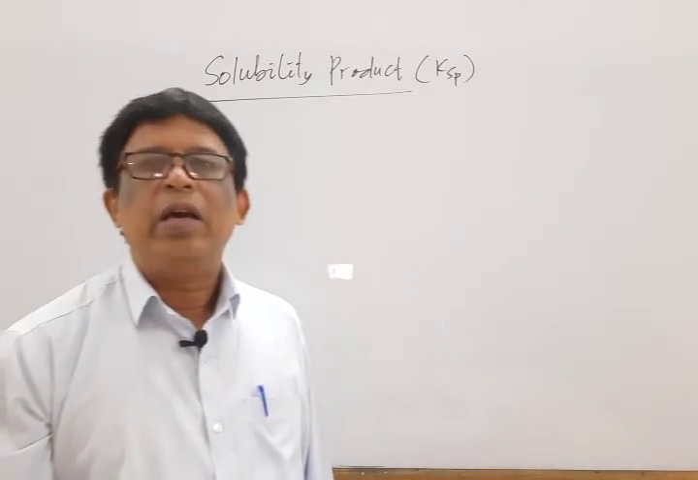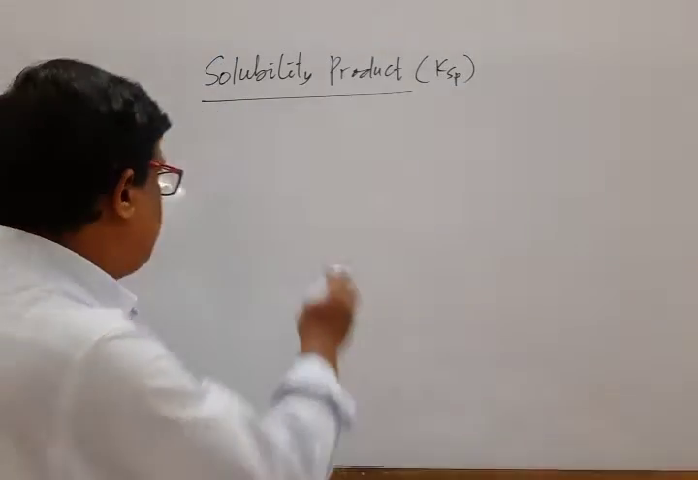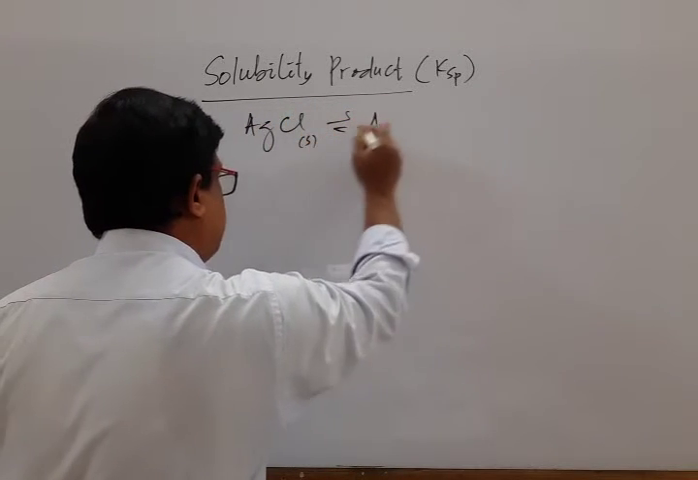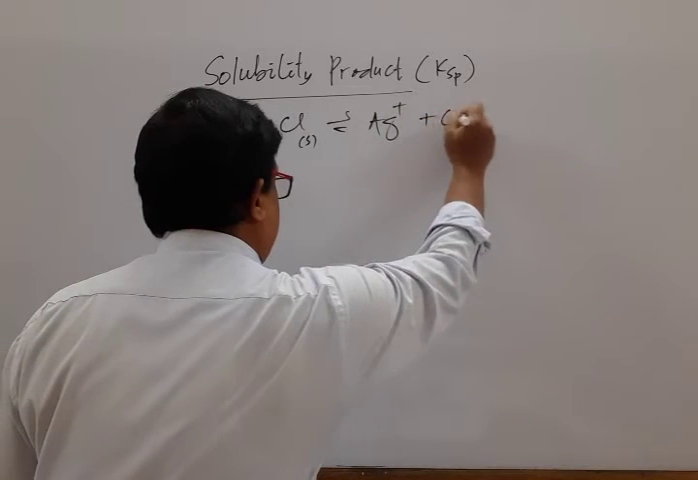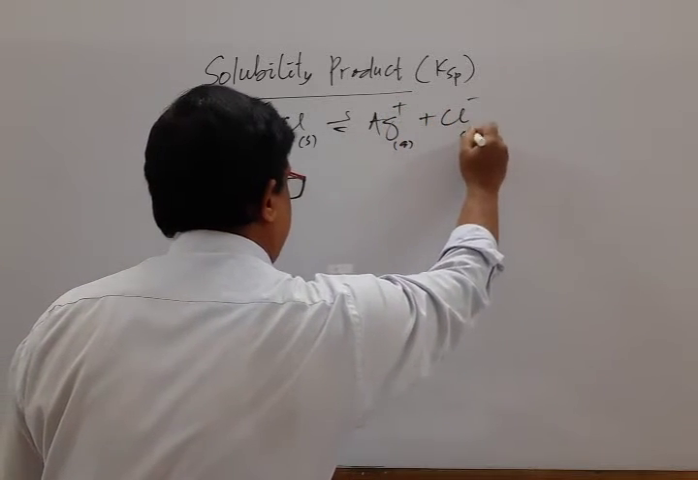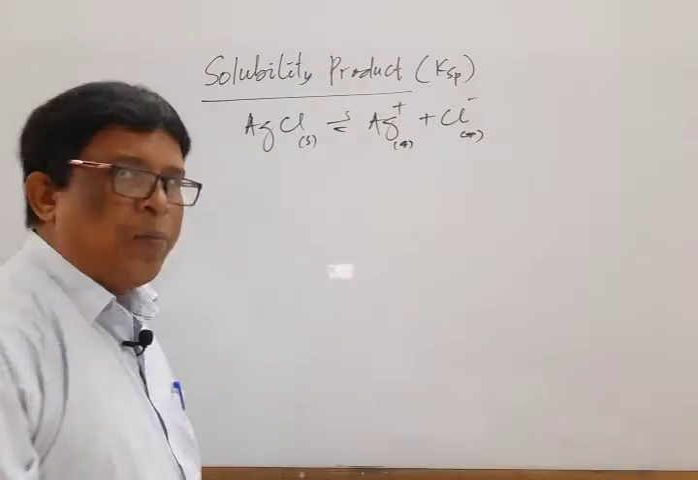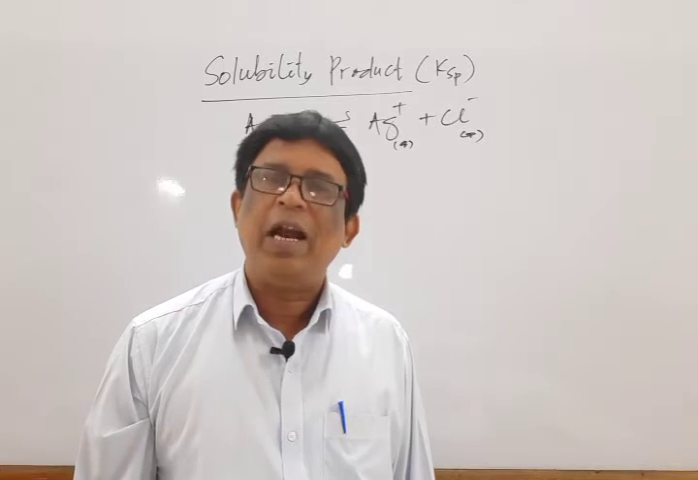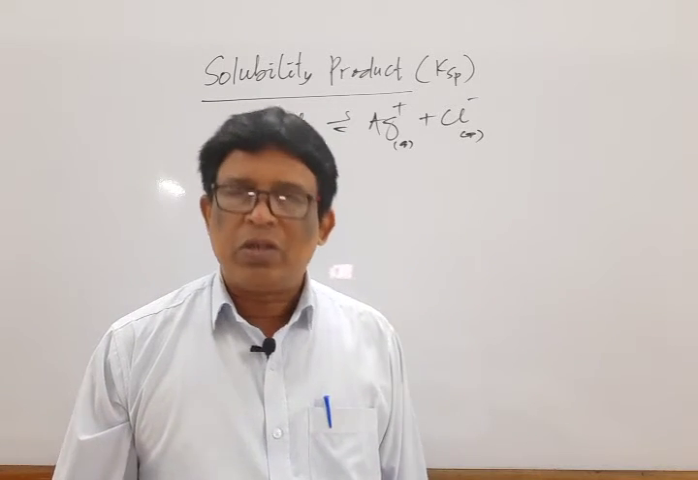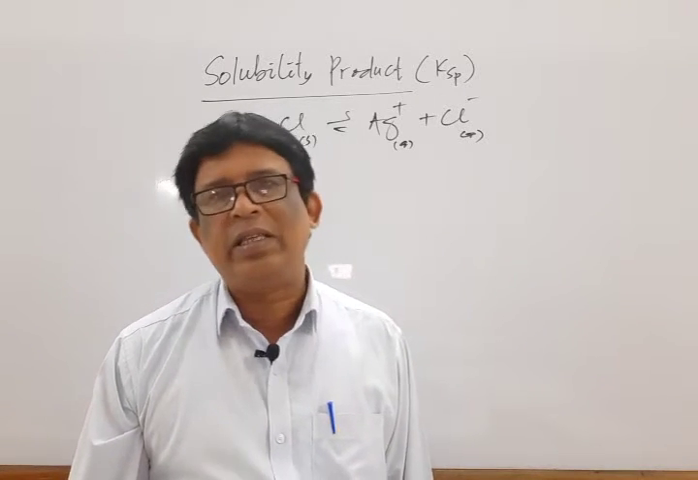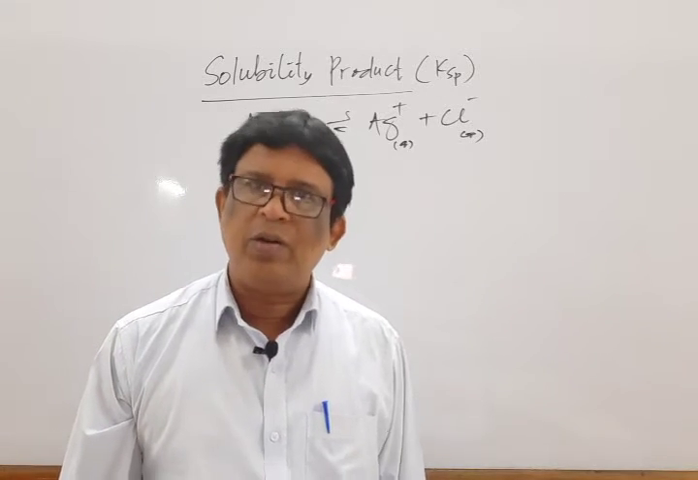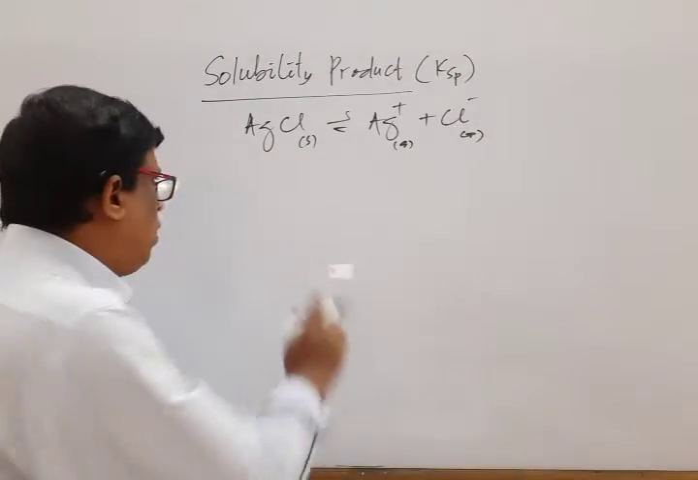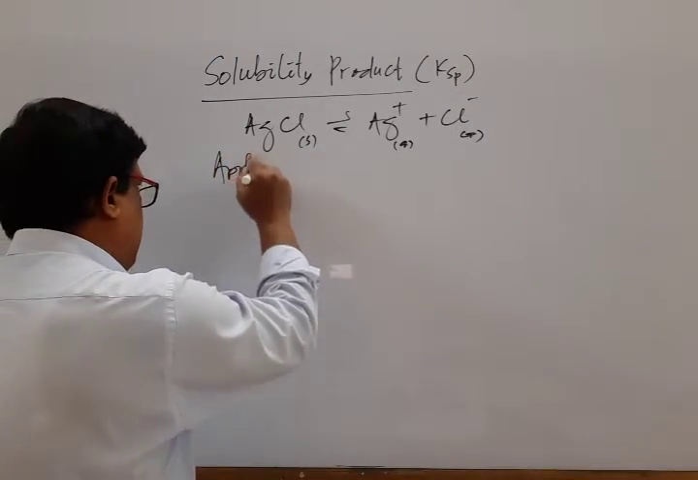Let us consider a sparingly soluble salt, silver chloride, a solid which ionizes to silver ion and chloride ion, aqueous. Then applying the law of chemical equilibrium. Students, remember that this is phase 1: try to understand. In phase 2, we solve some numericals, and in phase 3, we write the notes. Don't worry, try to understand one. Okay, good. So, applying the law of chemical equilibrium.